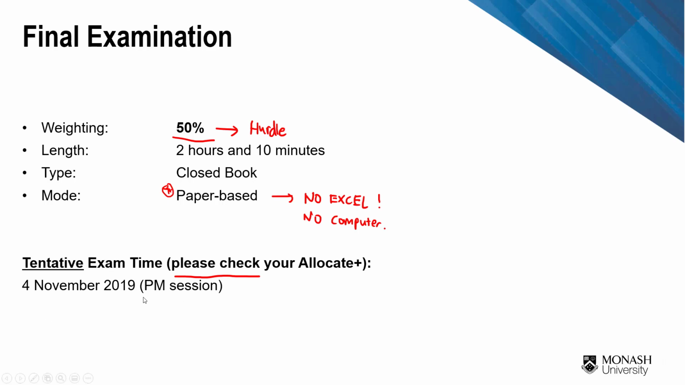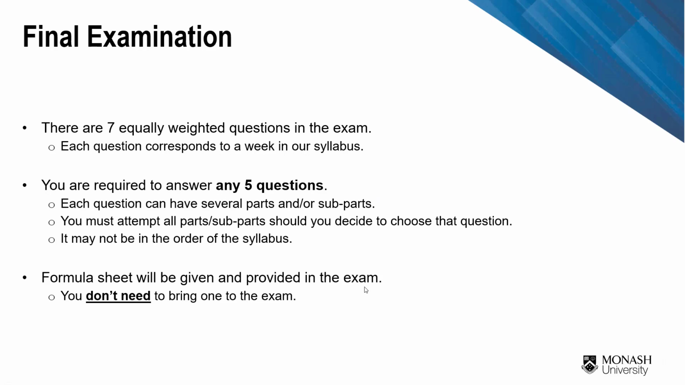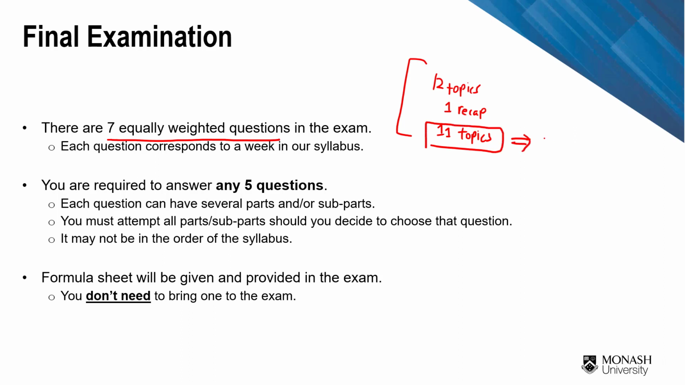Now, in the final exam, there are 7 equally weighted questions. I repeat, there are 7 equally weighted questions, and these questions correspond to a week in the syllabus. We have 12 topics. One topic is the recap, so out of the recap, you have 11 topics left. Out of these 11 topics, you will have 7 questions in the exam.